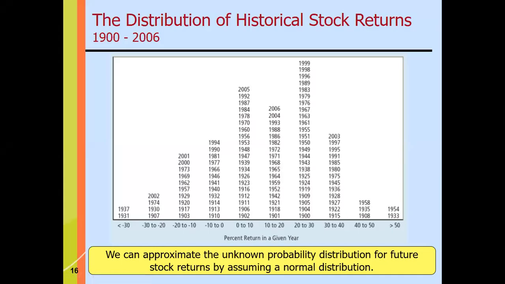Good day to all. This is the second part of our discussions involving the trade-off between risk and return. If you can recall, we stopped at this part and then we said that we can actually do some approximations of the unknown probability distribution for future stock returns by assuming that there is a normal distribution. So this is where the bell-shaped curve would take place. And by using the normal distribution, we can now incorporate concepts of variance and standard deviation.